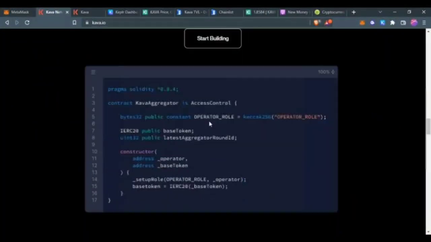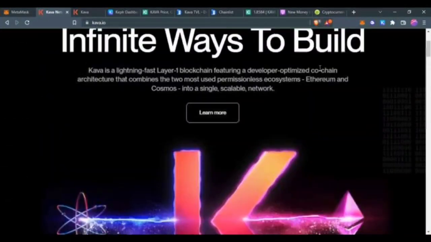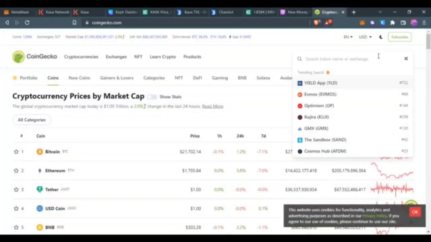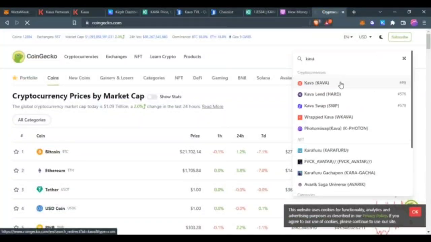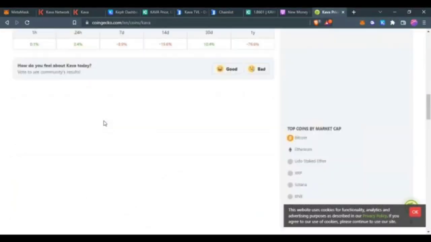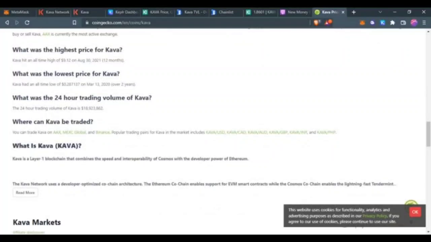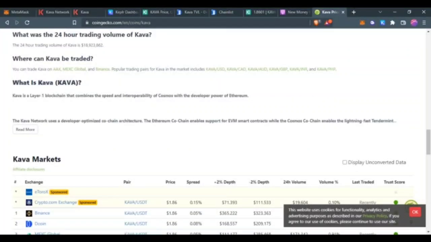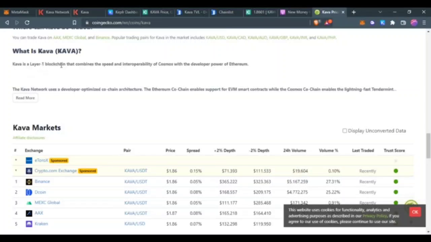chain, or the EVM. So real quick, let's just go to CoinGecko and look at Kava itself as of today, which is August 25th, 2022. It is trading at a price of $1.86, up 3.4% within the last 24 hours. And if we scroll down, we should be able to find a small amount of information on Kava. There we go. So Kava is a layer one blockchain that combines the speed and interoperability of Cosmos with the developer power of Ethereum. Kava Network uses a developer optimized co-chain architecture.